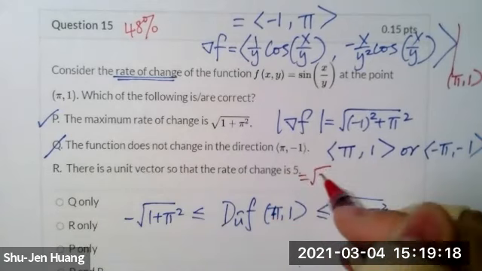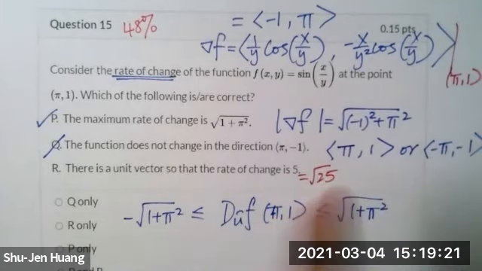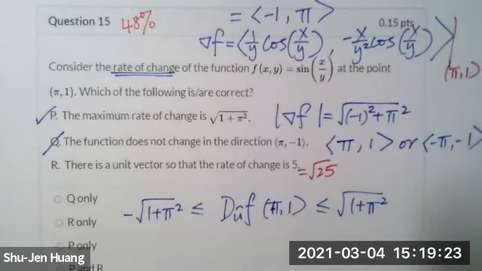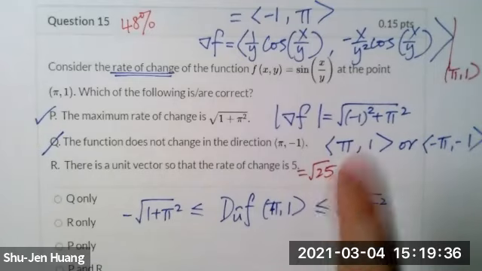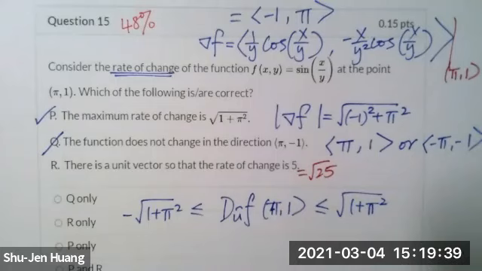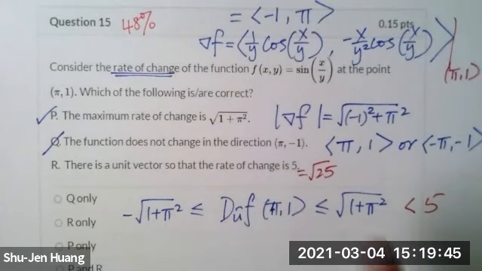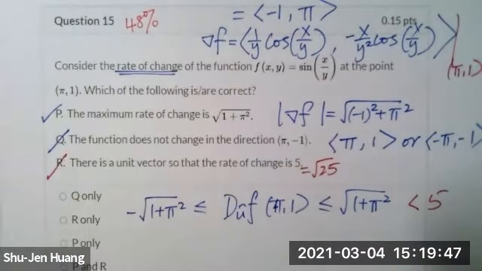Phi is square root 25, right? It's square root 25 between these two numbers. You do know pi is like 3 point something, right? 3 point something squared plus 1 is definitely less than 25. Can you see that? Okay. So is R correct? Phi is way bigger than this number here. So R is not correct. Only P is correct in this case. Only P is correct.